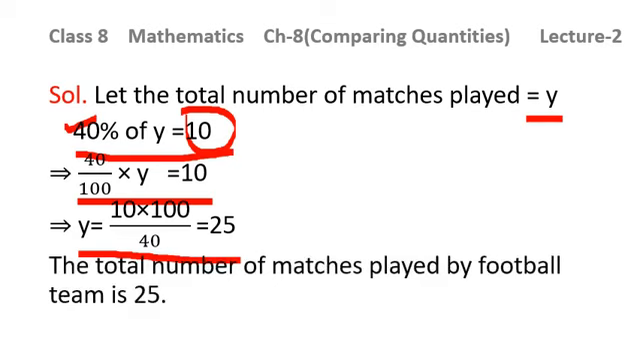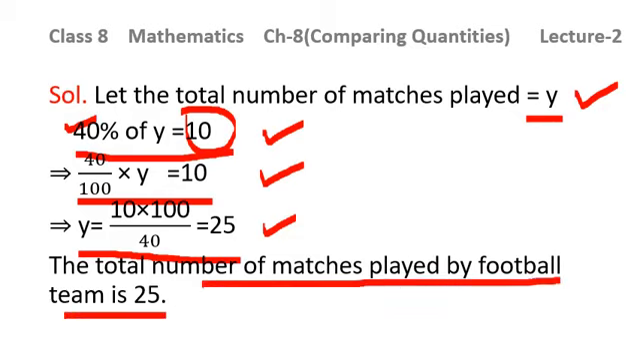So in this case, what we have done is we have taken the total number of matches as y. Then according to the question we have written the equation as 40% of y is equal to 10, because 10 is the number of matches which they have won. And since 40 is given as a percentage, it will be 40 over 100 into y, that is equal to 10. Then y will be, this 100 will be shifted to that side, 10 into 100 over 40. After cancelling out it will be 25. So the total number of matches played by the football team is 25, and this is the required answer.